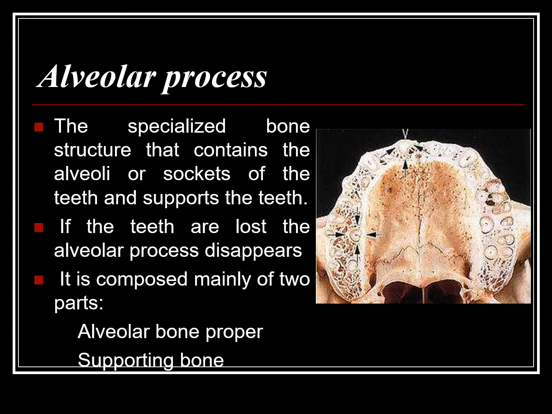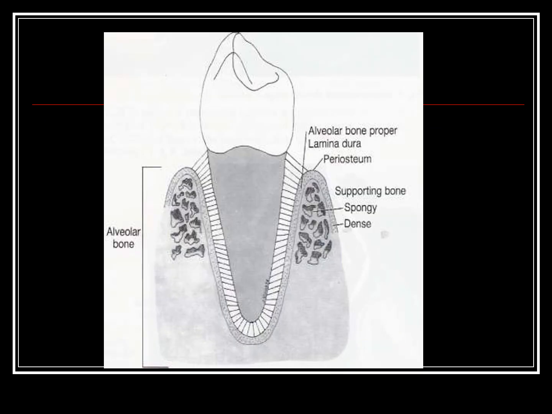This is the alveolar process. The specialized bone structure that contains the alveoli or the sockets of the teeth and supports the teeth is called the alveolar process. If the teeth are lost, the alveolar process also disappears. It is composed mainly of two parts: alveolar bone proper and the supporting bone. This is the structure where you can well appreciate the surrounding structures around the teeth.